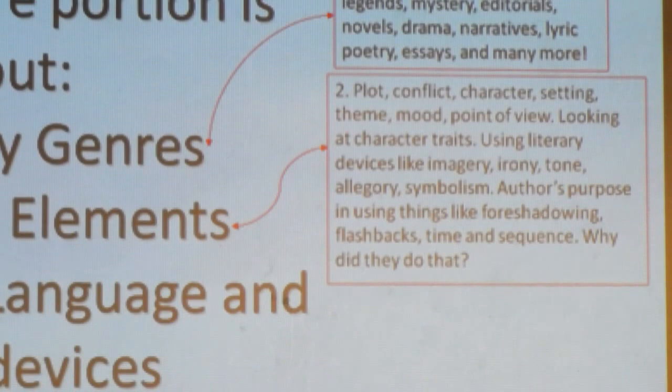They look at character traits using different types of literary devices like imagery, allegory, and symbolism. And also, what's the author's purpose of using things like foreshadowing, flashbacks, time, and sequence? Why did they use these things? How do these literary elements contribute to the passages you're reading?